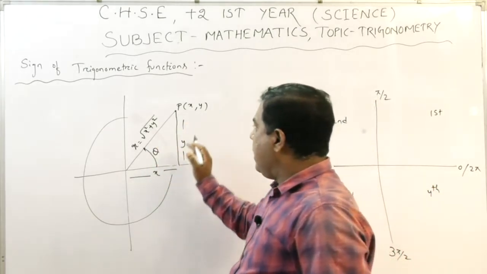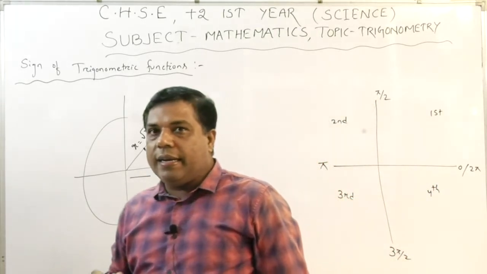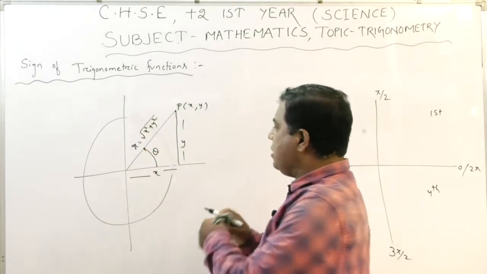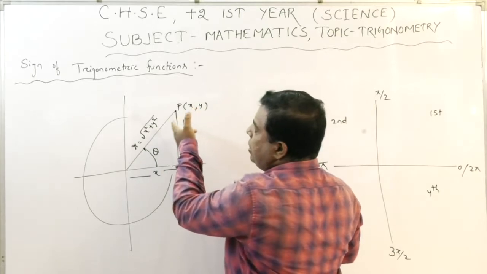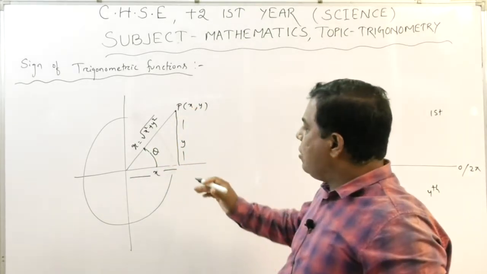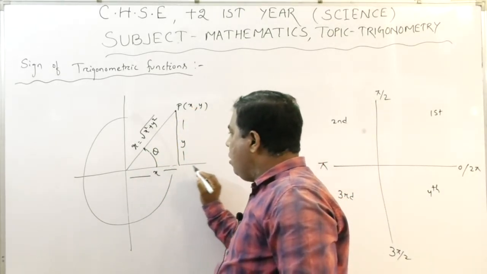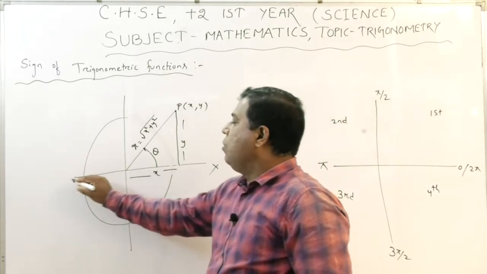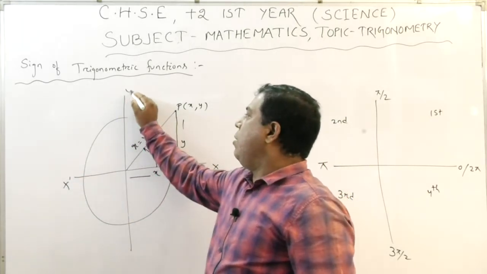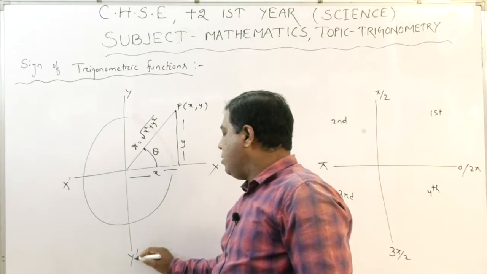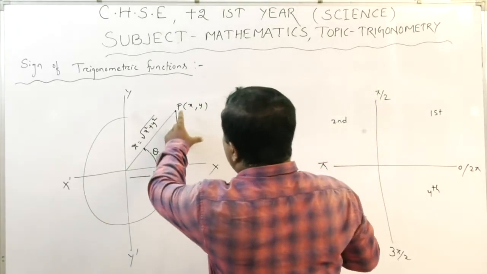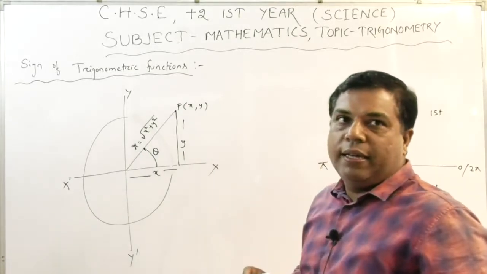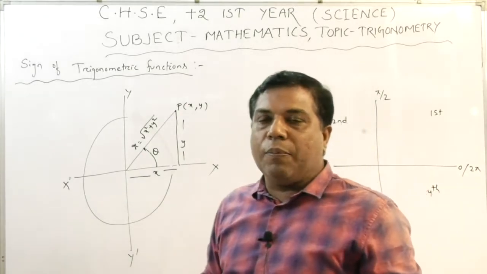So it is a right angle triangle. In a right angle triangle, this is the base, this is the perpendicular, this is the hypotenuse. As it is taken along the positive x-axis, and along the positive y-axis, and this is the negative y-axis. So here you see x and y both are positive.